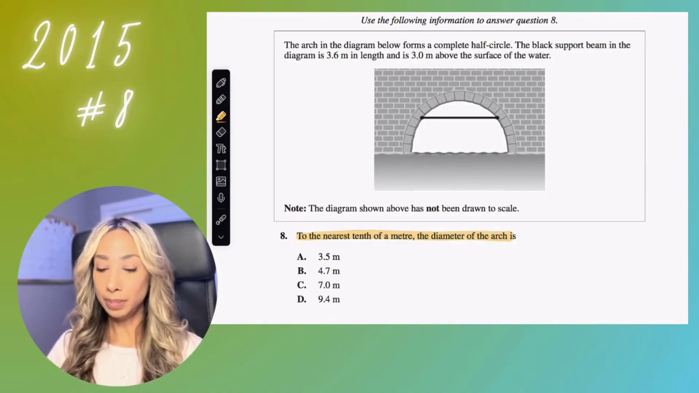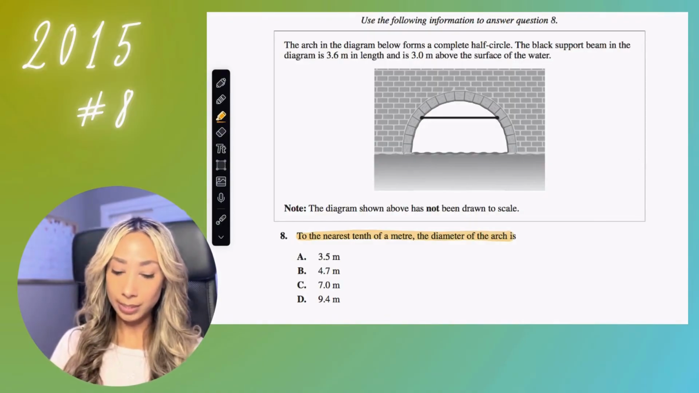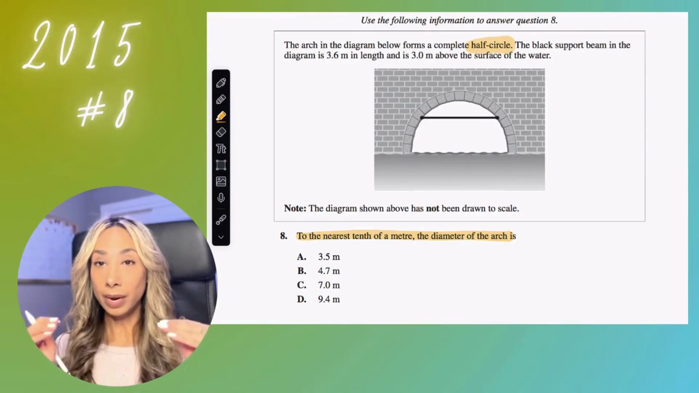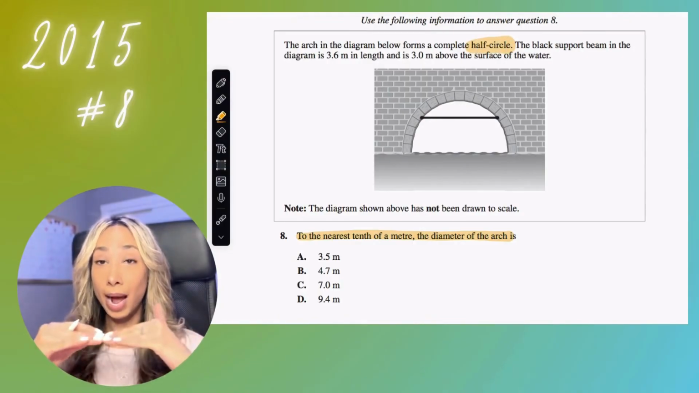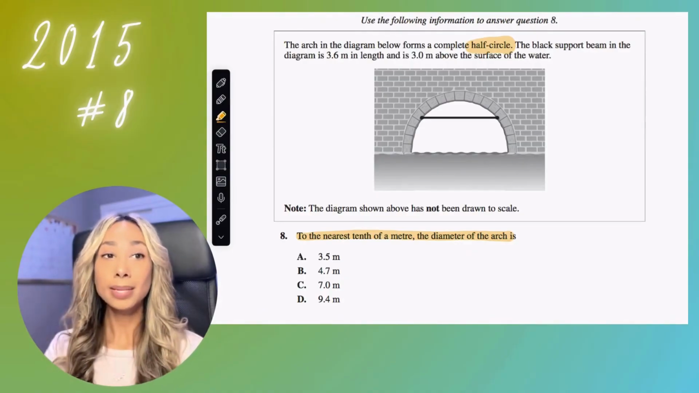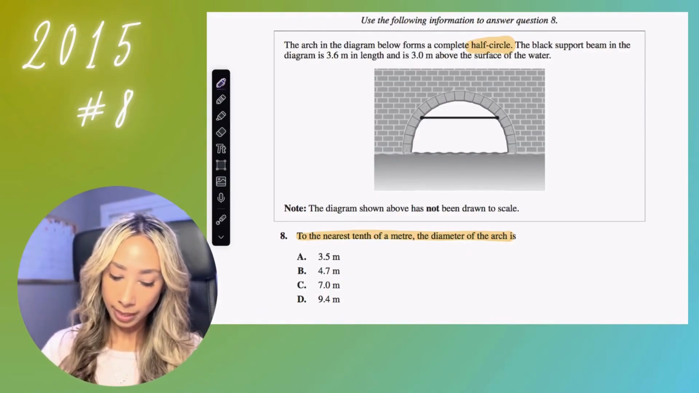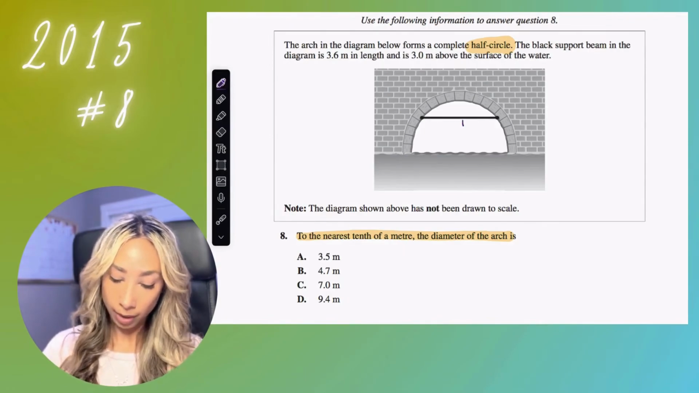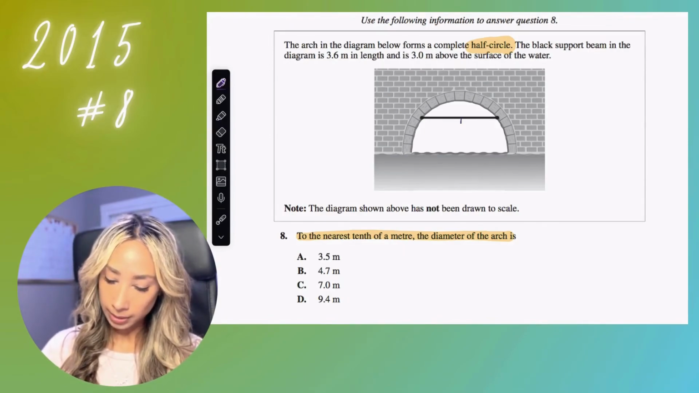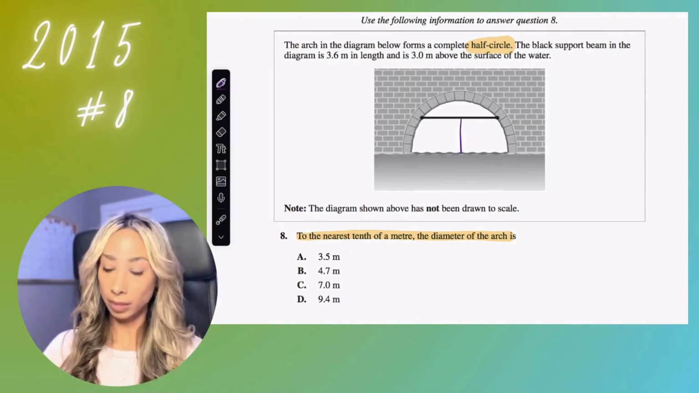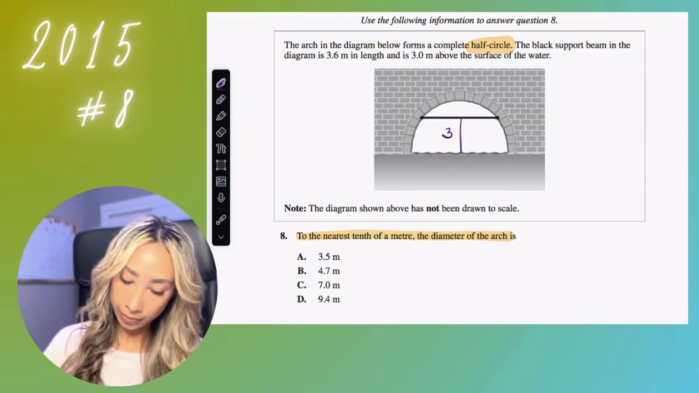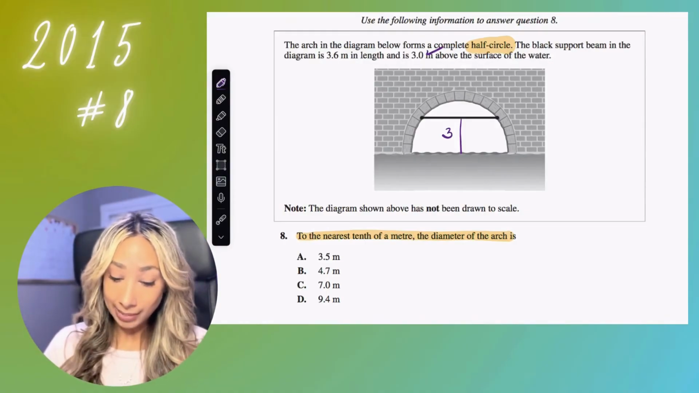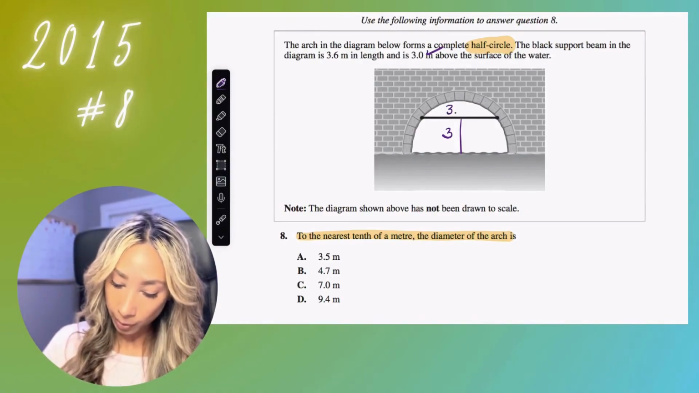So a couple of key pieces of information here. We know it's a semicircle, so that means whatever we get for the diameter, we're going to cut that right in half of the whole circle. The second thing we know is that the length between the black bar to the center is 3 meters. So we've taken care of that, and they said the black support beam, which really just acts as another chord, is 3.6 meters.